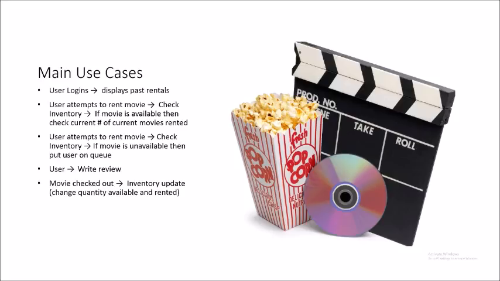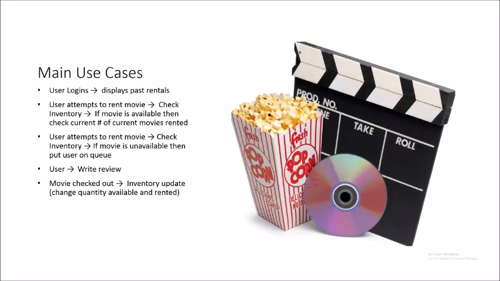When they try and rent a movie, we'll check our inventory, and if the movie is available, then we check the current number of movies rented by the user up to that point, and if it's less than what their membership allows, then we can rent them out that movie. If they're already full on the movies they have, then we would need to pop up a little screen telling them to return a movie before they can rent another one.